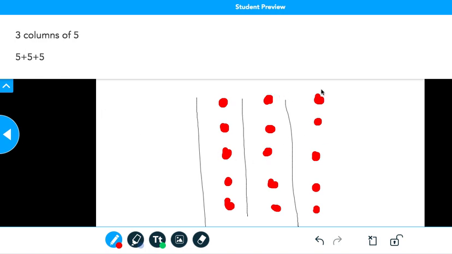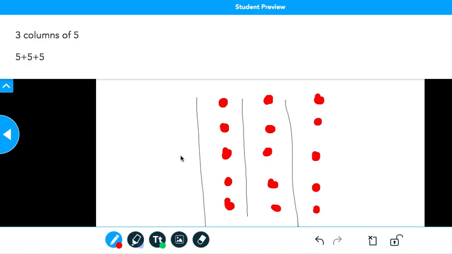So remember, again, I have this column over here because this is my 3rd column, my column number 3. If I covered this one up, I'd only have these 2, right? And that wouldn't be 3. That wouldn't be 5 plus 5 plus 5. That'd only be 5 plus 5.